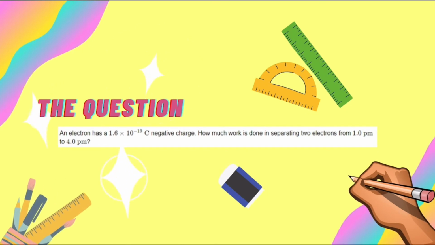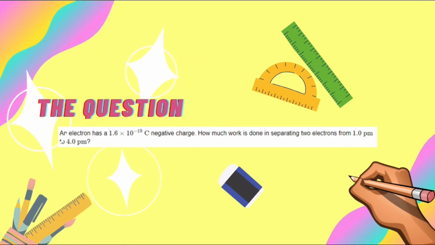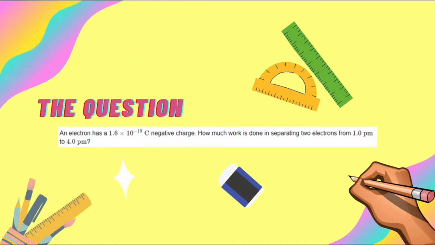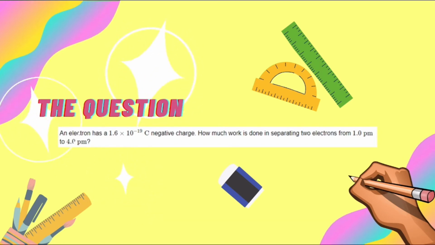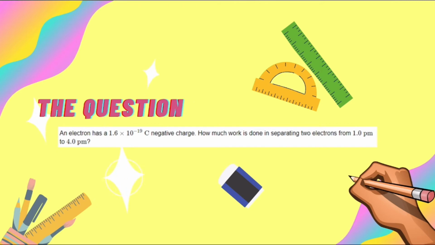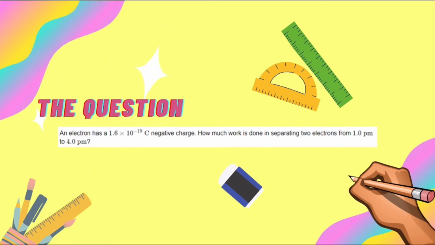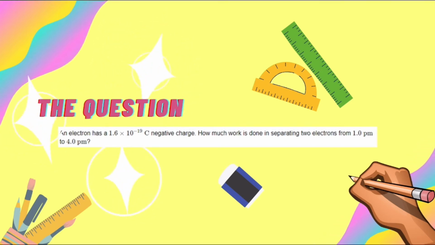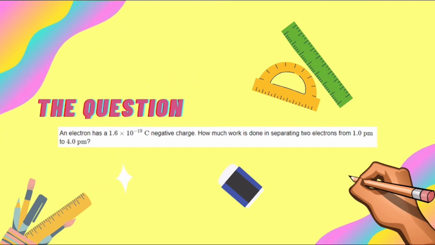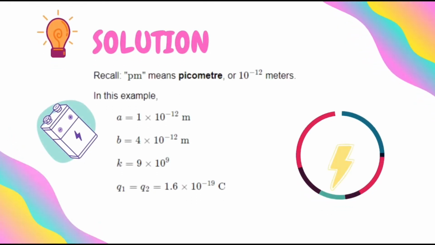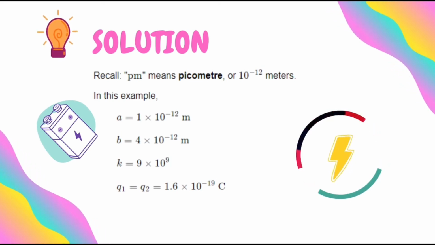The question is: an electron has a 1.6 times 10 to the power of negative 19 C negative charge. How much work is done in separating the electron from 1.0 pm to 4.0 pm? Okay, then we proceed to the solution for calculation.